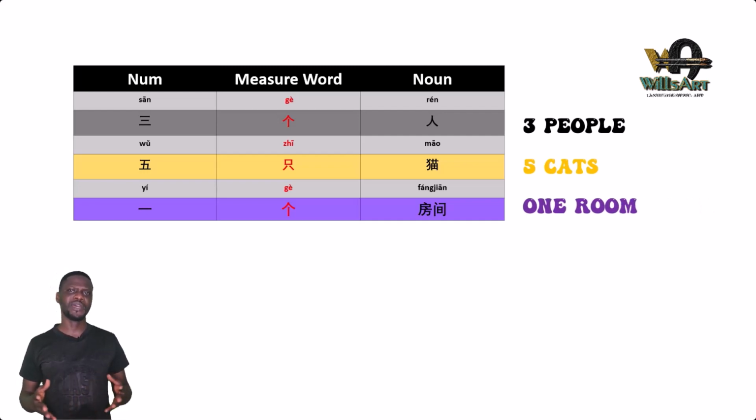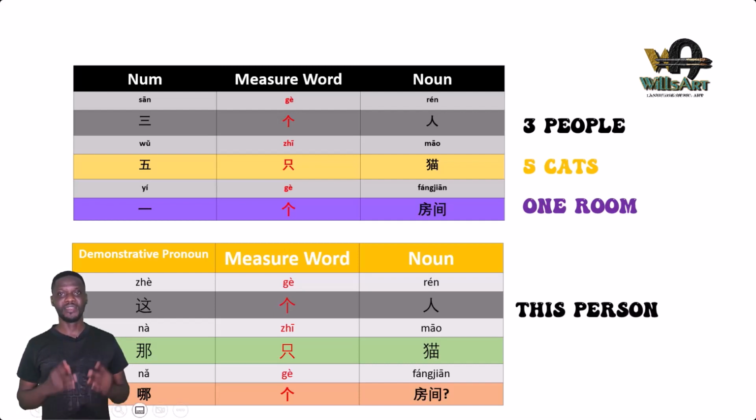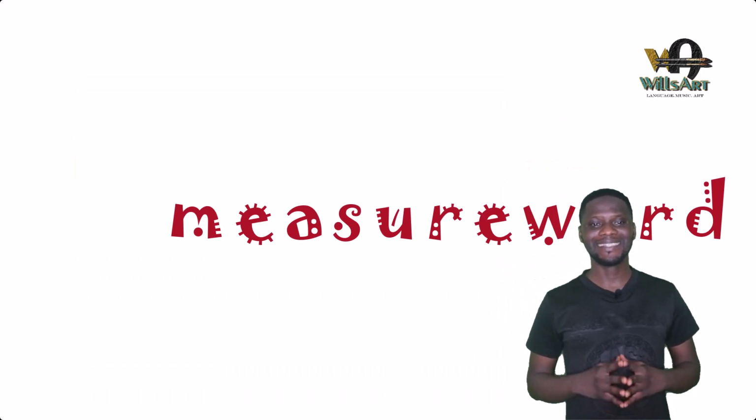Then we can also have the demonstrative pronoun, the measure word, and the noun. For example, you can have something like 这个人, which means this person, 那只猫, which means that cat, and 哪个房间, which means which room. The first measure word we're going to be looking at is 个.